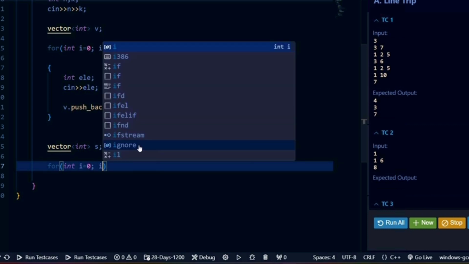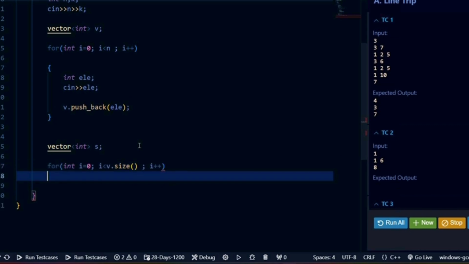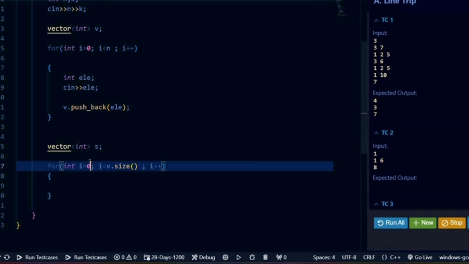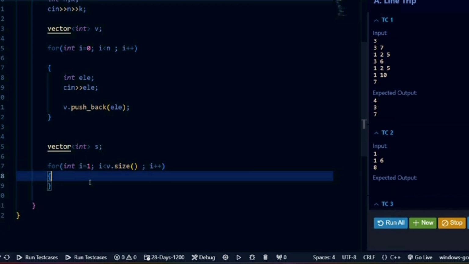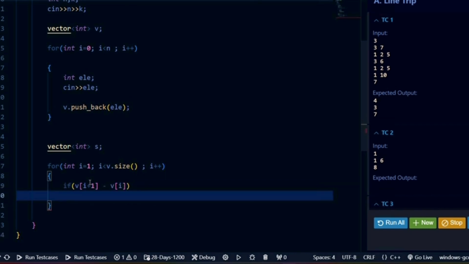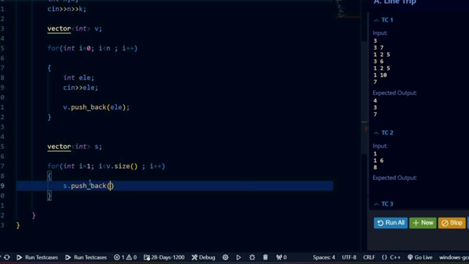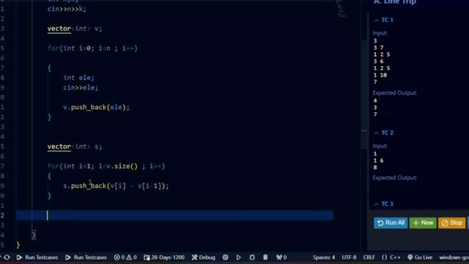Now for int i equal to 0, i less than v dot size, i plus plus. Okay, let's make it 1 so that there is no underflow. Now, if v of i plus 1 minus v of i, push underscore back v of i minus v of i minus 1. Now we have inputted the differences.